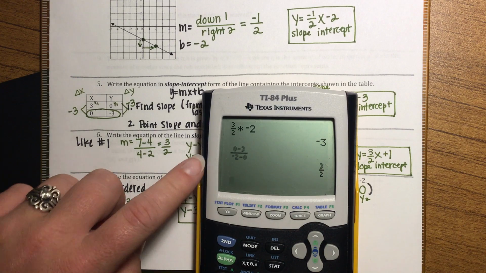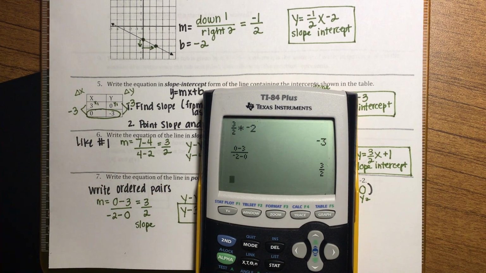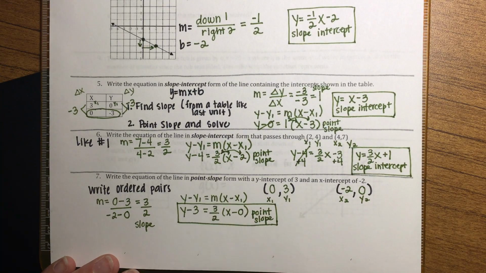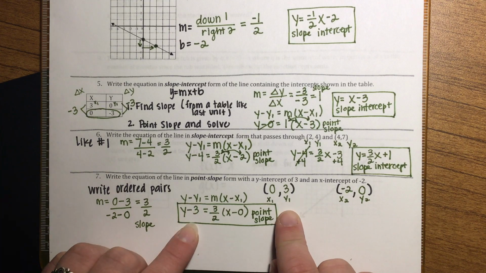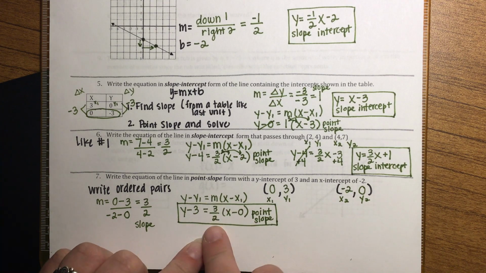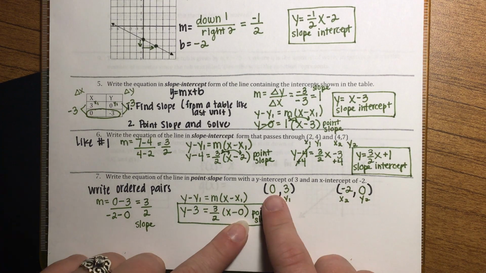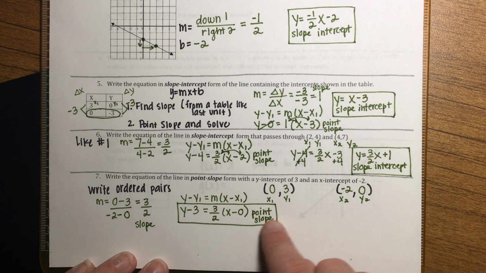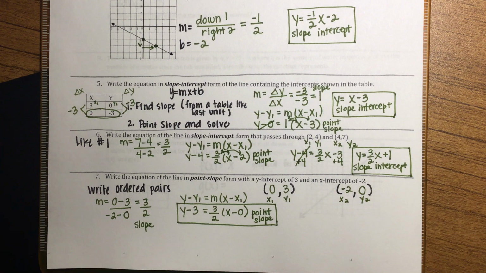You could have also plugged it into the calculator here and gotten 3 over 2. I would suggest just plugging it into the calculator, that way there's no issues with it. Then from there it asks for point slope form. So I plugged in my y1, which was 3, my slope, which was 3/2, and my x1, which was 0. So now I have it in point slope form, and I am done with number 7. It asks for point slope form.